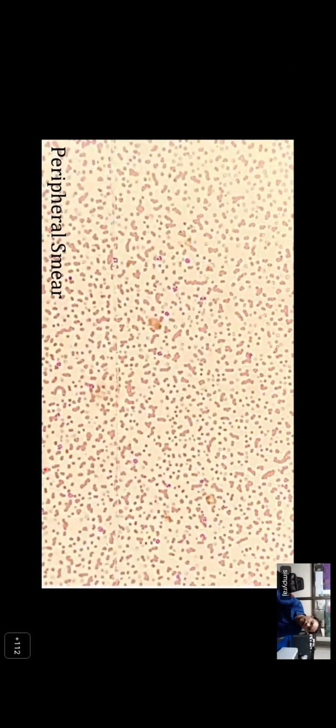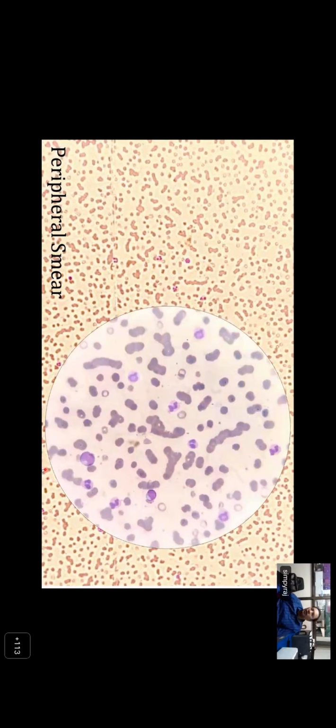Okay, so these were the findings. Now there is a peripheral smear picture. Let me show the high power. Next, Deepika or Jigisha, can you answer what is the finding in this slide? In this slide, we got rouleaux formation.